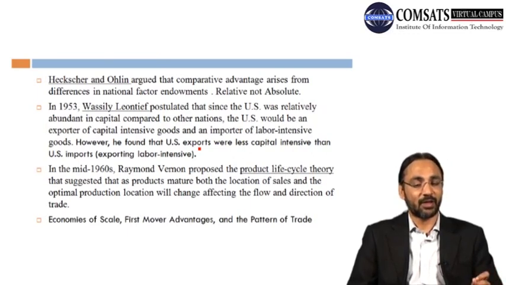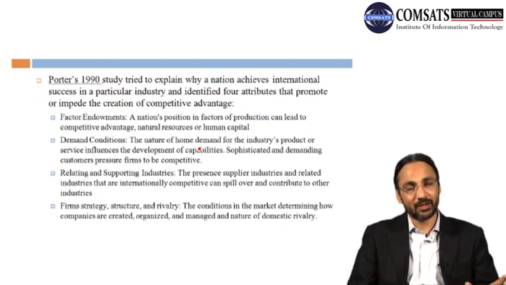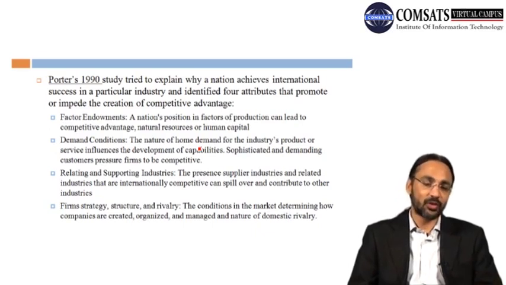After that, Vernon proposed the product life cycle theory, according to which as products mature, both the locations of sales and the optimal production location will change, affecting the flow and direction of trade. Then we discussed economies of scale, first mover advantage and the pattern of trade. Lastly, we discussed Porter's theory, in which we discussed the four important factors: factor endowment, demand conditions, related and supporting industries, and firm strategies.